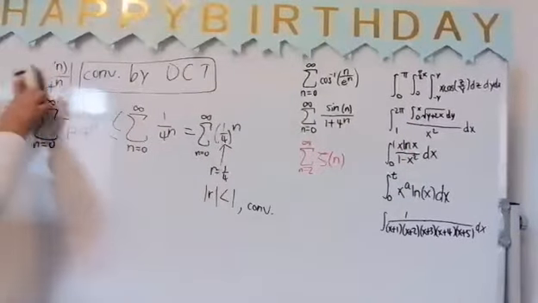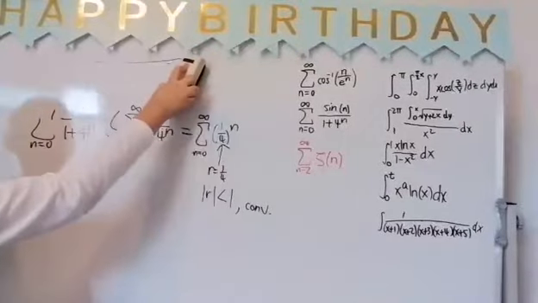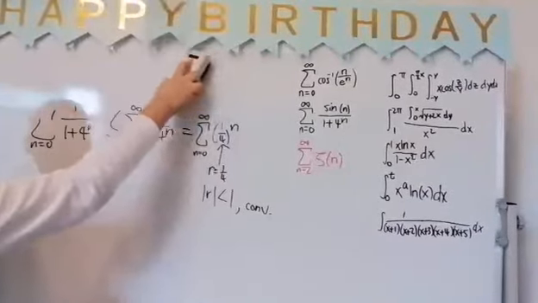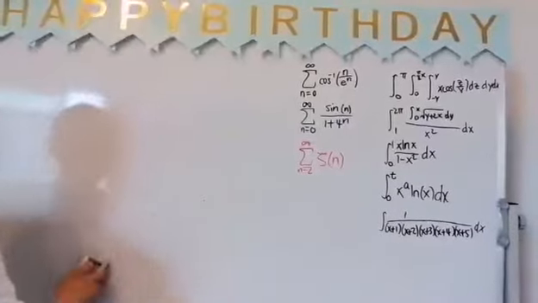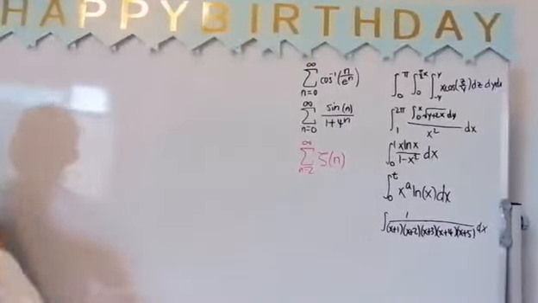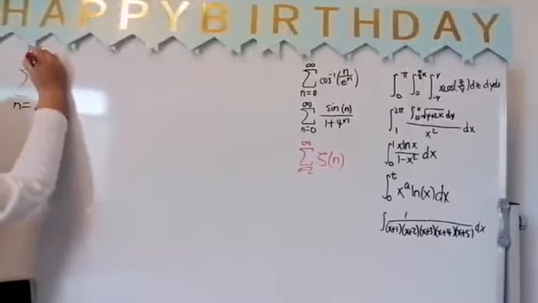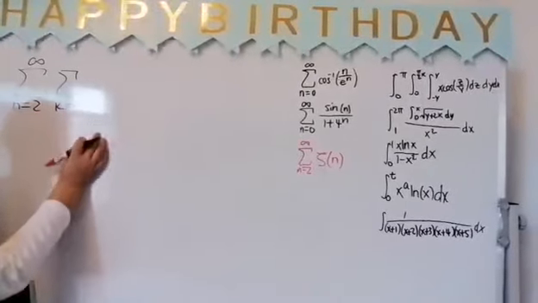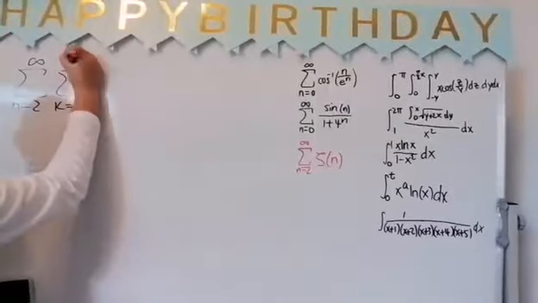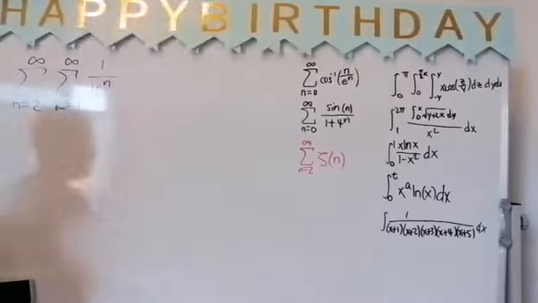We have a big, interesting sum coming up here, the sum of another sum. The sum from n equals 2 to infinity of the sum, I'll use k, why not, from k equals 1 to infinity of 1 over k to the nth power.